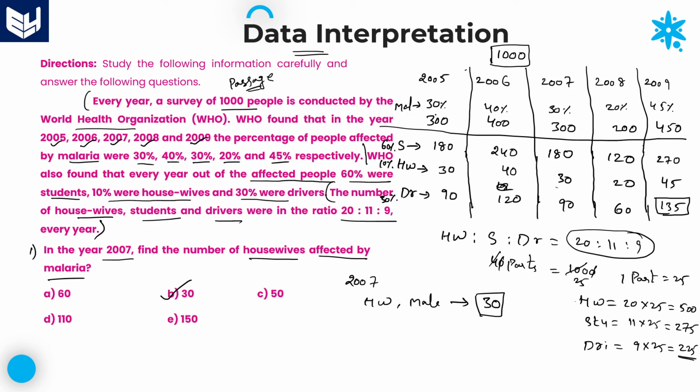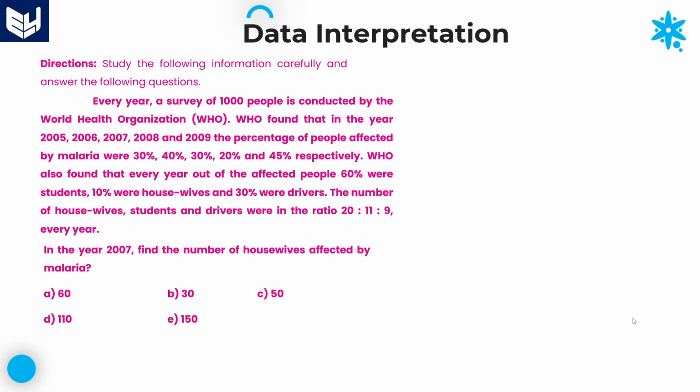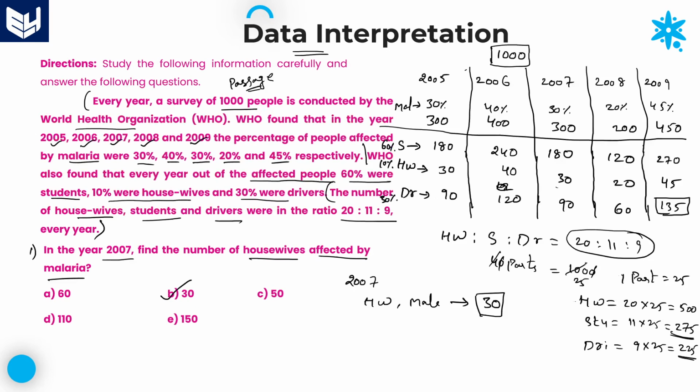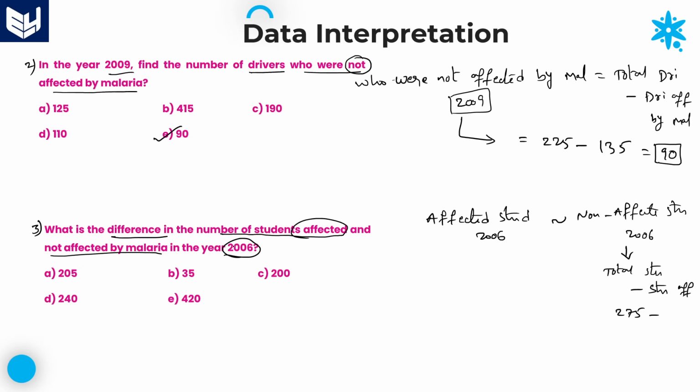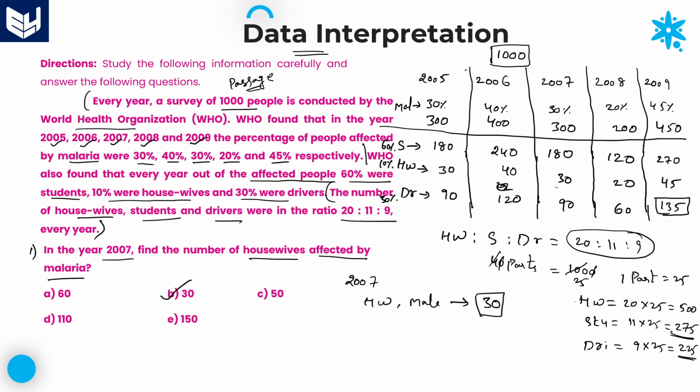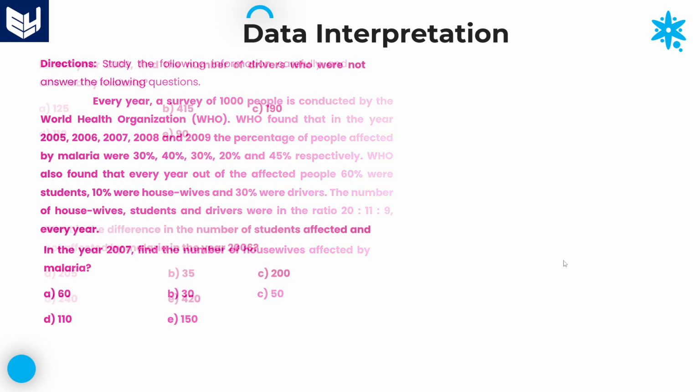Now, total students in 2006: the total number of students is 275. Here it is 275 minus students who are affected by malaria in the year 2006. Is it 6 or 5? 2006 only. Students who are affected by malaria in the year 2006, that is 240. Total number of students are 275. Out of that, 240 members were affected.